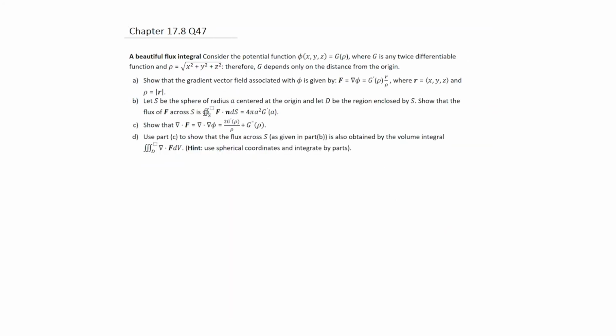All right, let's look at another problem. This is question 47 in chapter 17.8. Consider the potential function phi(x, y, z) equals G of rho, where G is any twice differentiable function, and rho is the square root of x squared plus y squared plus z squared. So this is more or less just a radius. Therefore, G depends only on the distance from the origin. So there are 4 parts here, and we're going to solve each in turn. You can just read through them because we're going to be repeating them anyway.